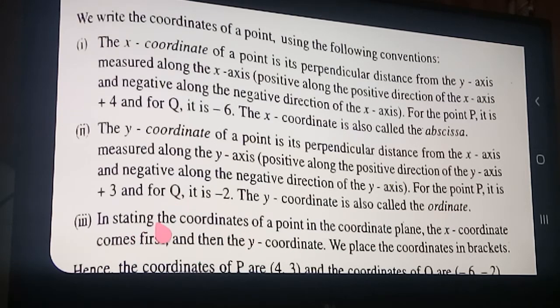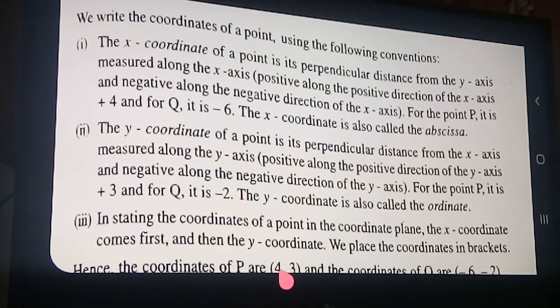See here. In stating the coordinates of a point in a coordinate plane, as I explained previously, the x-coordinate comes first. What will come first? The x-coordinate. So the x-coordinate will come first and then the y-coordinate. Secondly, what is coming? The y-coordinate or ordinate. So what is the other name of the x-coordinate? Abscissa. What is the other name of the y-coordinate? Ordinate. So what will come first in the ordered pair? The x-coordinate will come first and then the y-coordinate. So we can see the next point, you see.